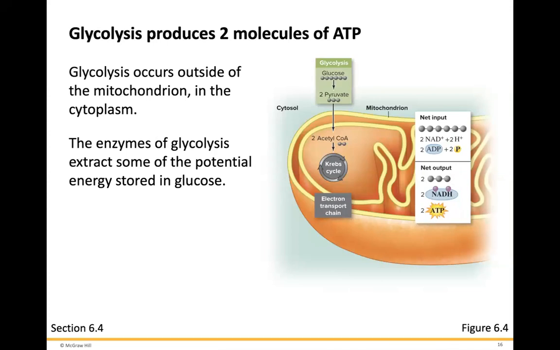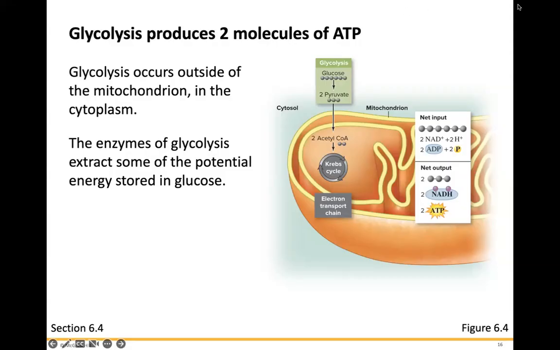Now, let's take a step back here. Glycolysis produces 2 molecules of ATP. Now, glycolysis occurs outside of the mitochondria, again in the cytosol or cytoplasm. The enzymes of glycolysis will extract some of the potential energy that is stored in glucose.